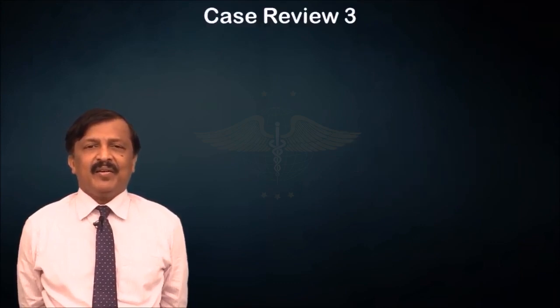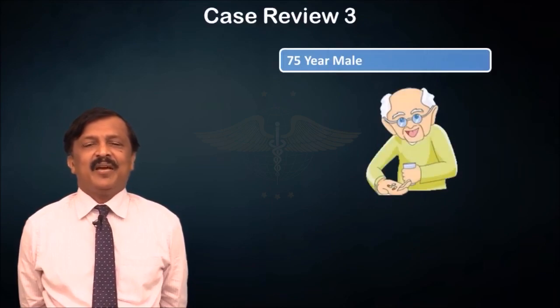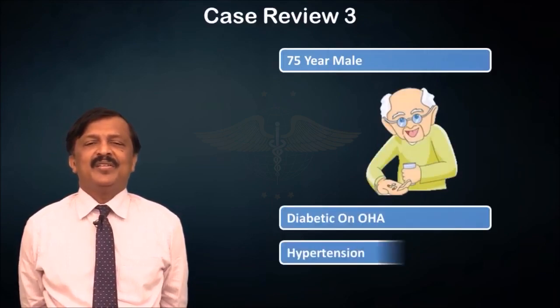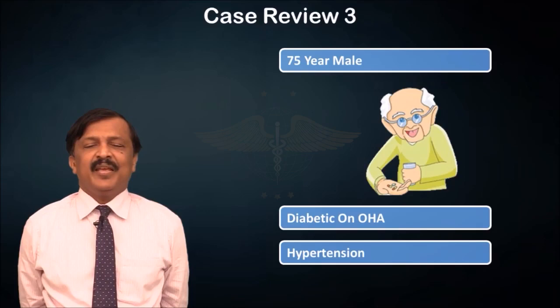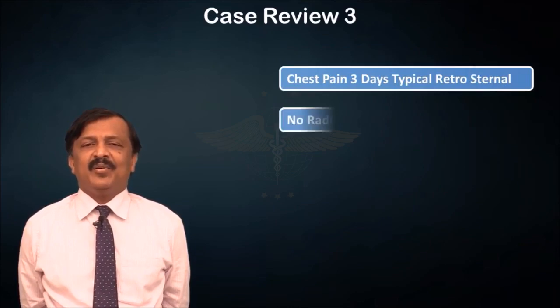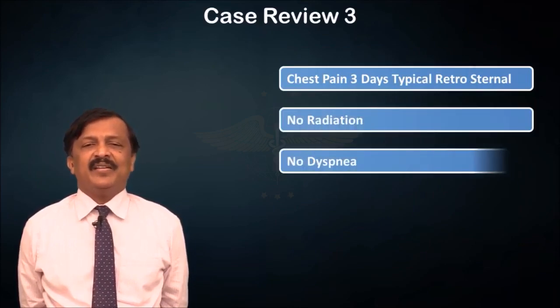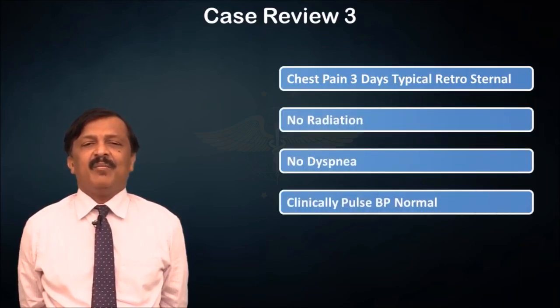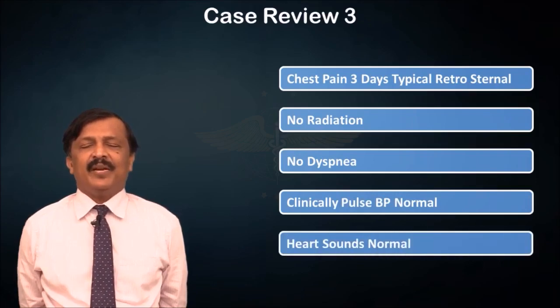Today we are going to discuss a 75-year-old male who is diabetic and hypertensive, on oral antihypertensives. He presented to us with chest pain of 3 days, typical retrosternal pain, no sweating, no radiation and no dyspnea. Clinically, pulse and BP were normal and his heart sounds were normal.